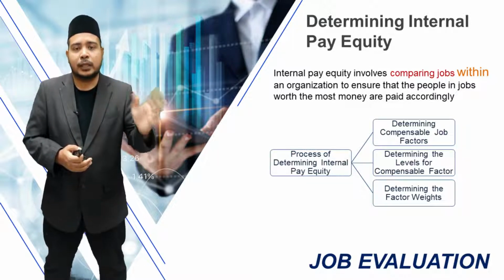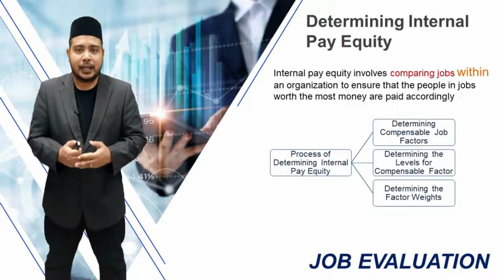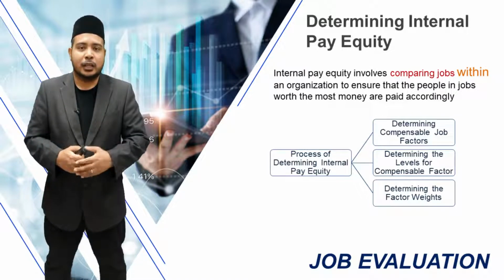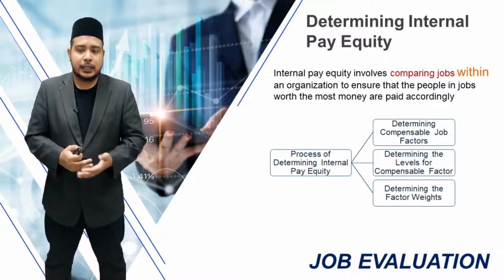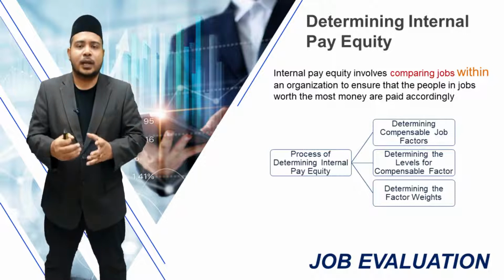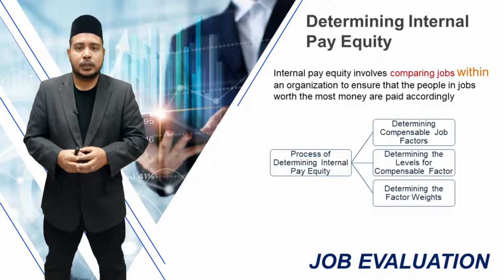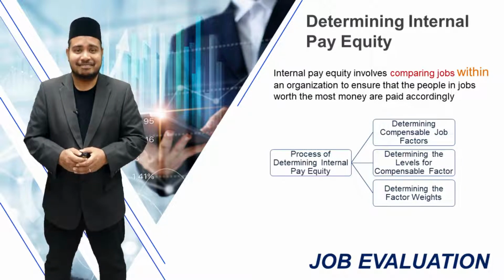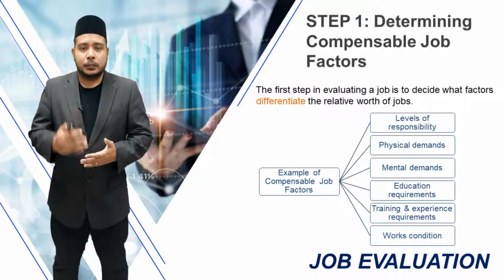After we are able to identify the factors, we want to determine the levels for the compensable factors. Which one is higher, creativity or decision making? Which one is higher, the operations or the management? The third stage is determining the factor weight. For all of those factors, how much should we pay in terms of percentage, and how important is it to the organization?